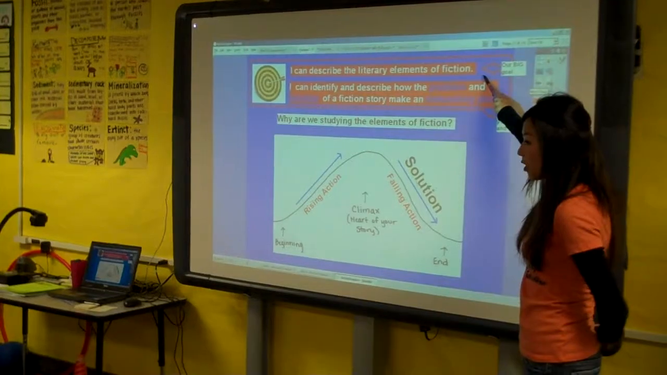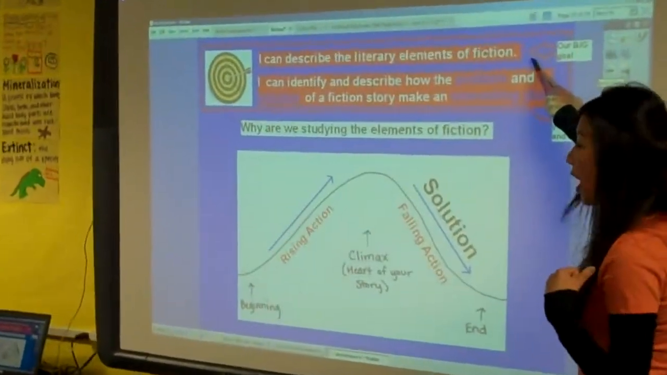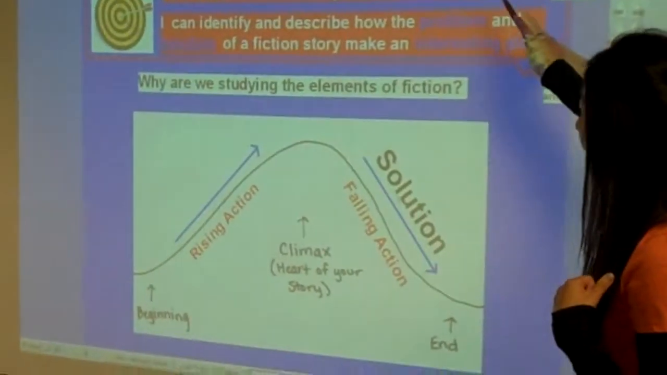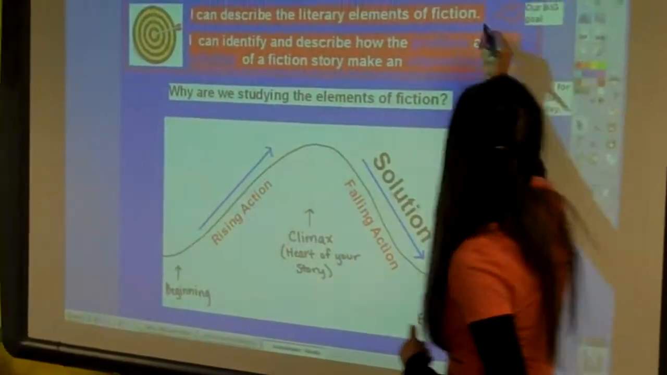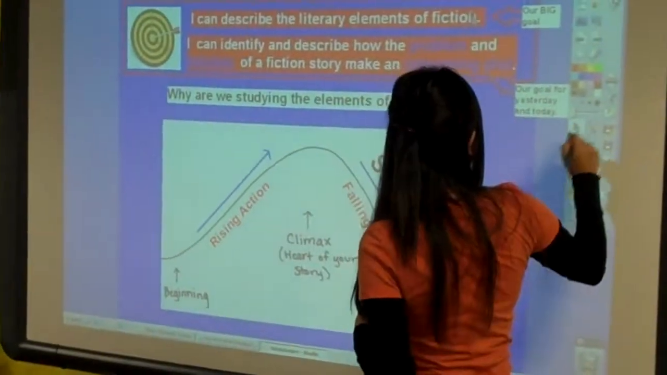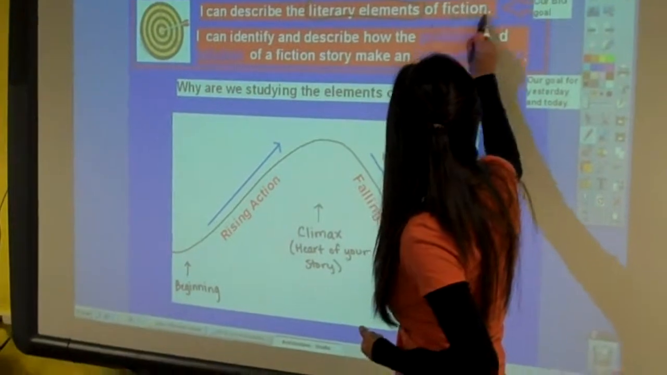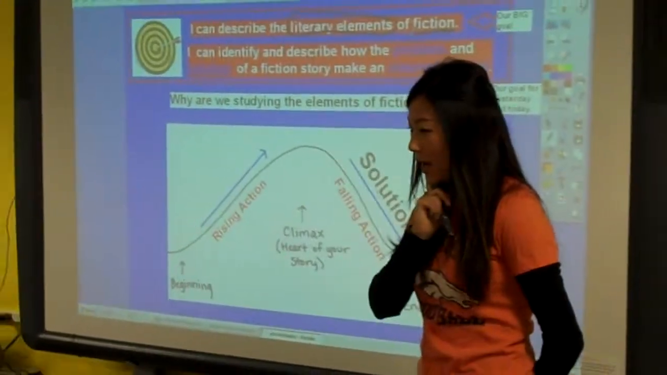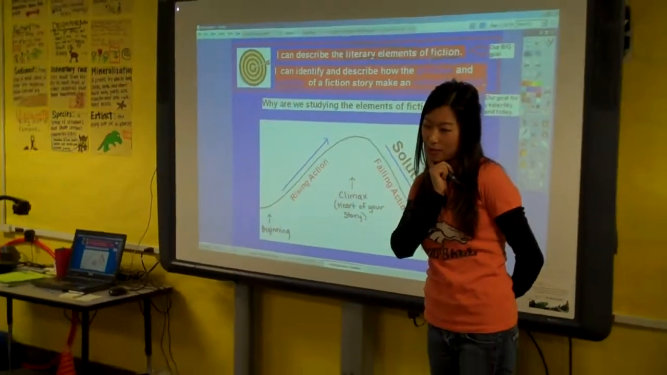Okay. So today, our learning targets are the same as yesterday's. Here's our big goal that we're going to try to get to, and we're going to study this week and next week. I can describe the literary elements of fiction. There's a big word in there. What do we mean by that? We talked about this yesterday. What do we mean by that, Karina?